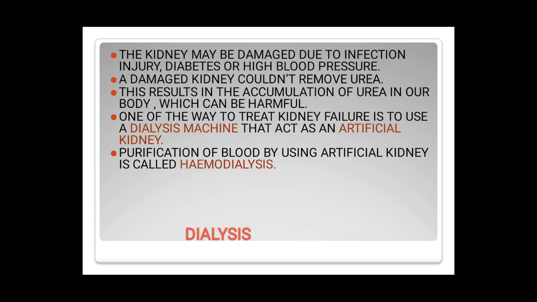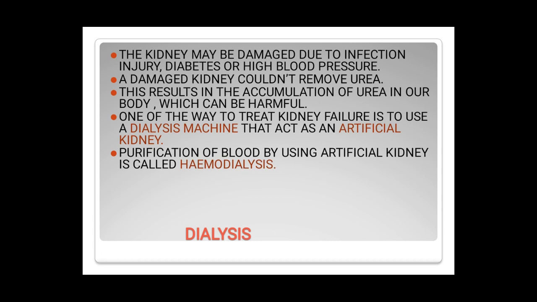Now let us talk about dialysis. The kidney may be damaged due to infection, injury, diabetes or high blood pressure. A damaged kidney could not remove urea. This results in the accumulation of urea in our body, which can be harmful. One of the ways to treat kidney failure is to use a dialysis machine that acts as an artificial kidney. Purification of blood by using artificial kidney is called hemodialysis.